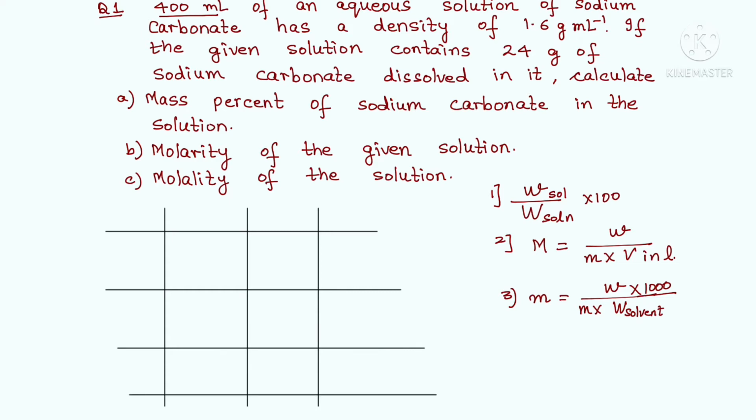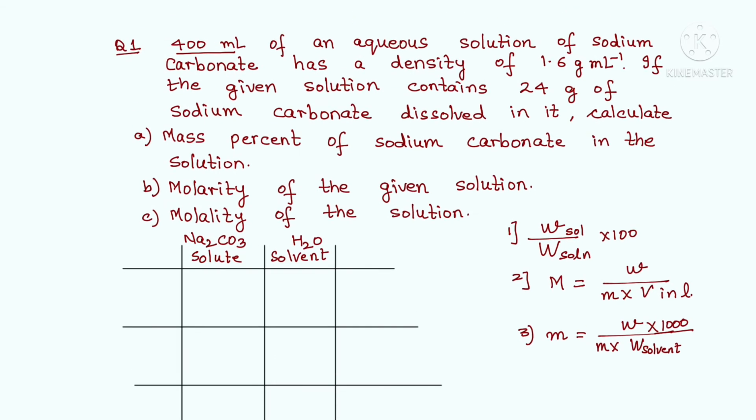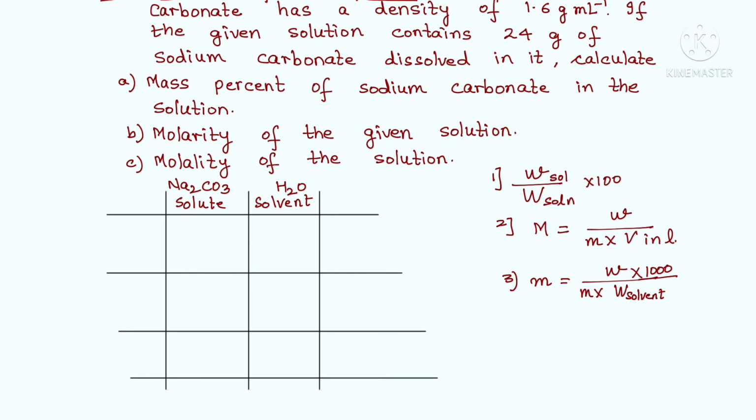So let me roughly draw this figure and make a note over here. I have the solute in this column, I have the solvent in this column. My solute is sodium carbonate, Na2CO3. I hope you know how to write the formulas. Solvent is of course water, because we have been given that it's an aqueous solution, and of course the last column is solution.